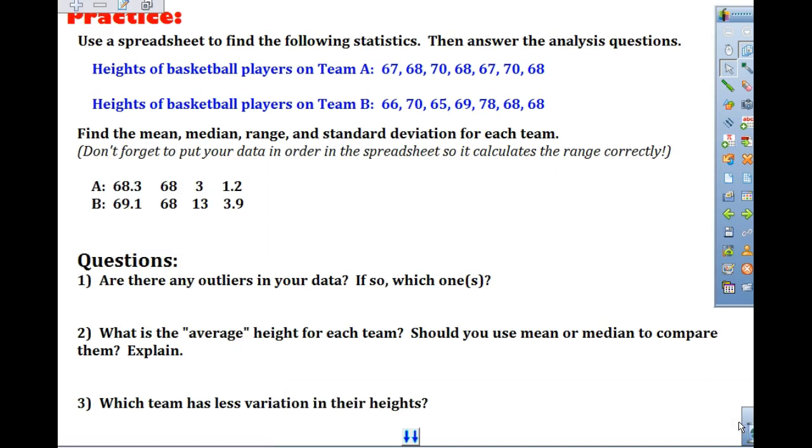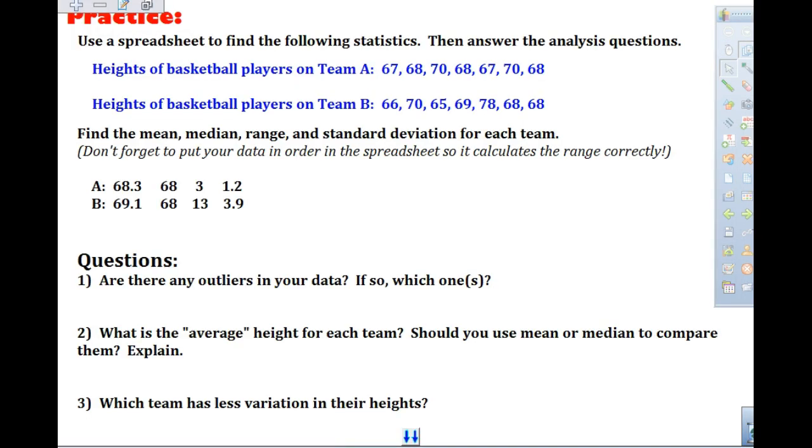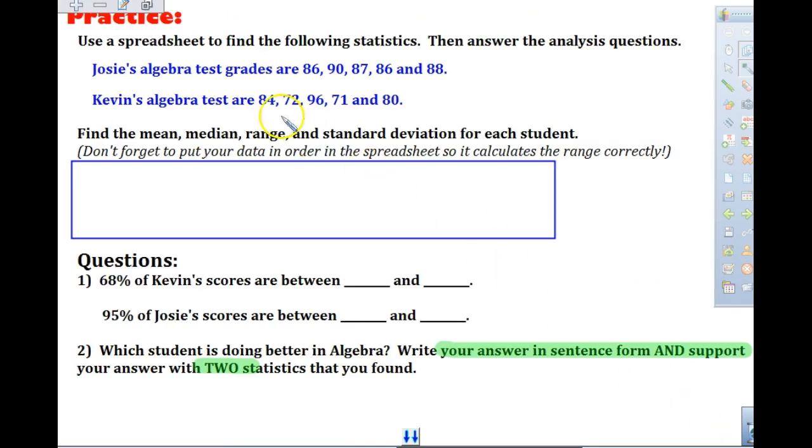So if I'm looking at my spreadsheet, 68.3, 68.3, and 1.2. Right? So when I was looking at mine, 68.3, 68.3, 1.2. We're not going to put all those decimals behind for our standard deviation. Put in the numbers for B and check that you get these same numbers. Your notes before you work on your homework.